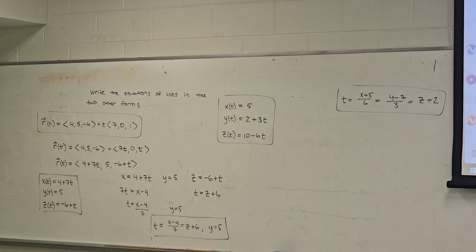Give me 2 seconds. Help me out. X of t is 4 plus I'm sorry, where are we at? 17. 4 plus 7t. y of t. 5. That's right. And then z of t. Negative 6 plus t. You said negative 6? Mm-hmm.